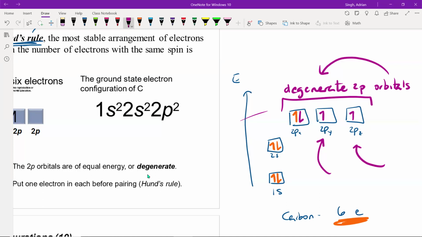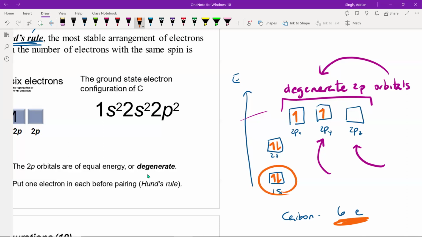So let's go back to the carbon now. We had 6 electrons that we were configuring. Our electrons are in orange. So we have our 2 in the 1s, our 2 in the 2s. We have 1 in the 2px, and then another one will want to go, according to Hund's rule, into the other 2p orbital.